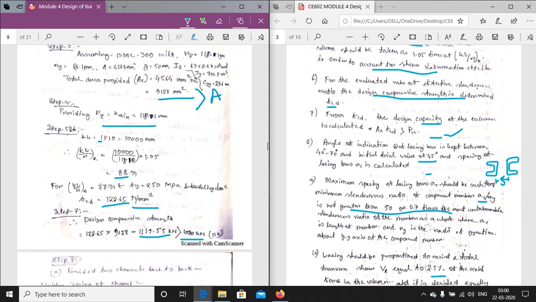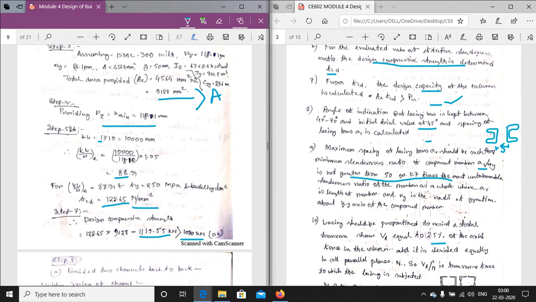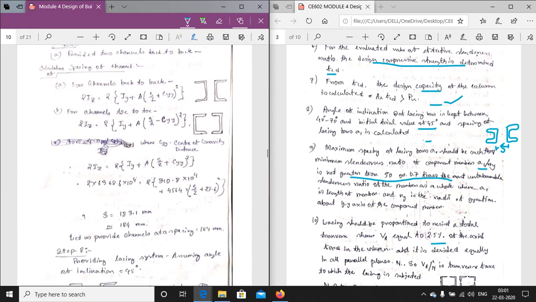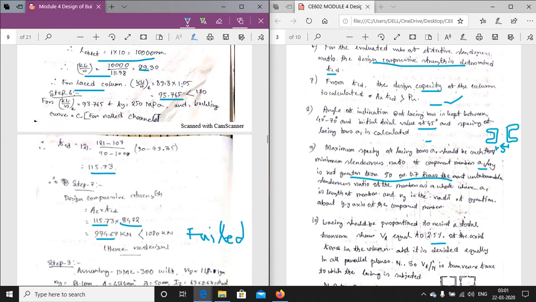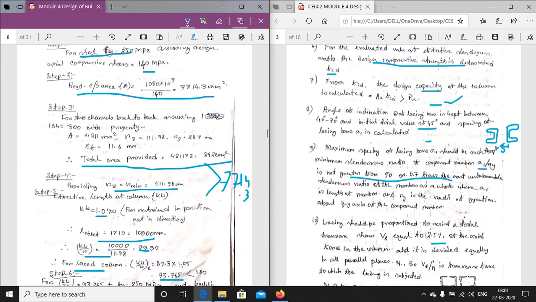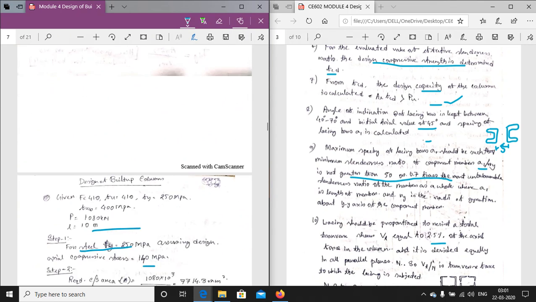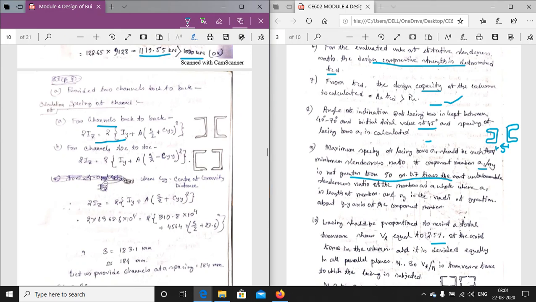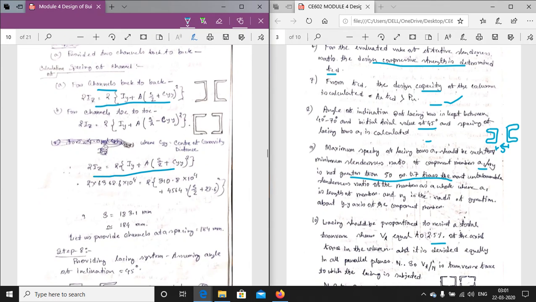Now coming to the design procedures. After step 7, we have to determine the spacing of the channels. Now spacing of the channel is calculated for two channels back to back, as we are taking two channels back to back. So for spacing, this formula is to be taken. So providing this formula, putting all the values.